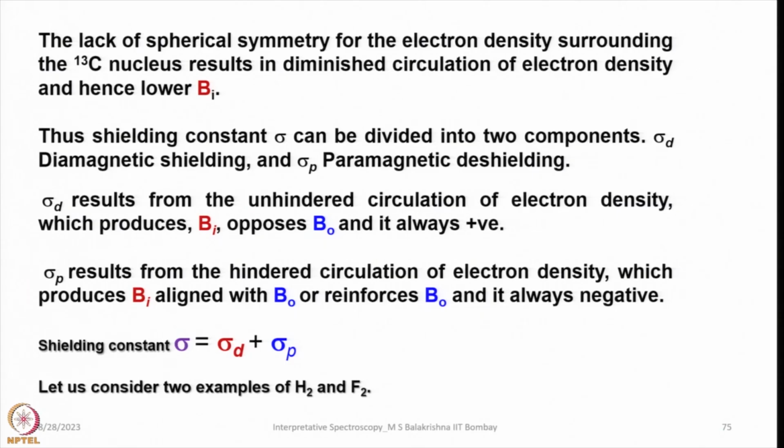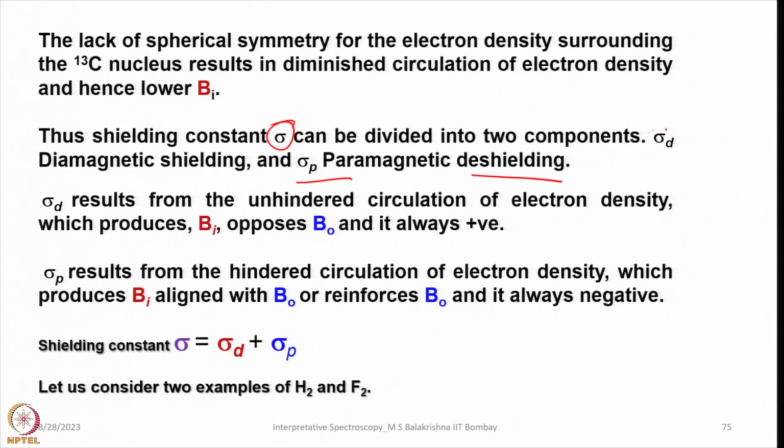I read again. The lack of spherical symmetry for the electron density surrounding the 13C nucleus results in diminished circulation of electron density and hence lower Bi value. So thus the shielding constant sigma can be divided into two. After considering the nature of the electron density, whether it is spherically symmetric or unsymmetric, the sigma term can be divided into two components, sigma d, diamagnetic shielding, and sigma p, paramagnetic deshielding.